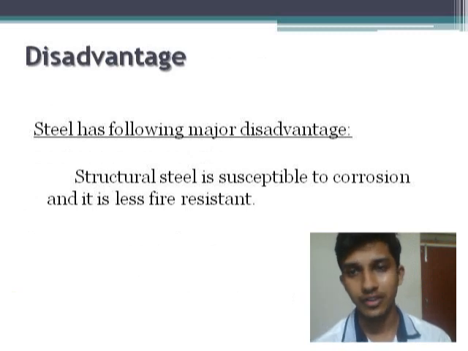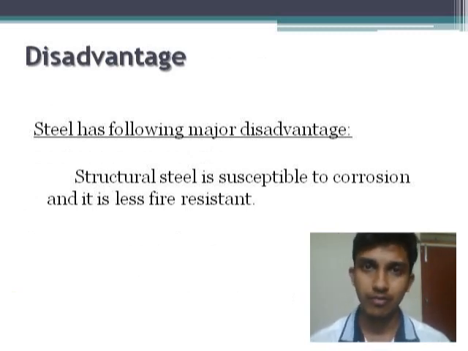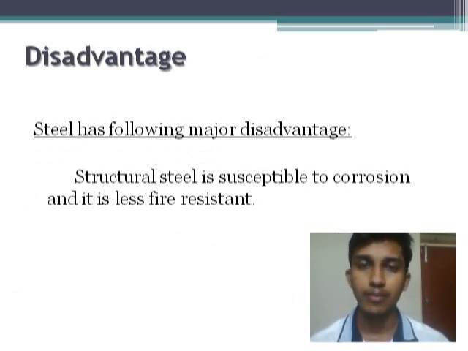Now we'll see the disadvantage. Steel has only one disadvantage, but it is a severe one. Structural steel is susceptible to corrosion, and it has very less fire resistance. So if a steel structure is subjected to high temperatures, it can melt. Some members, weaker members, can fail also. So this is the disadvantage of using structural steel. Okay.